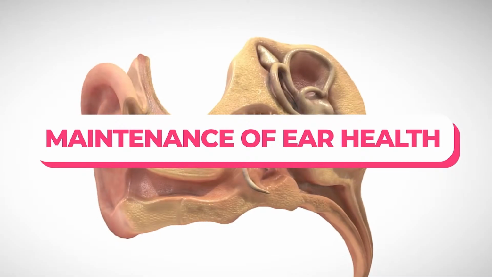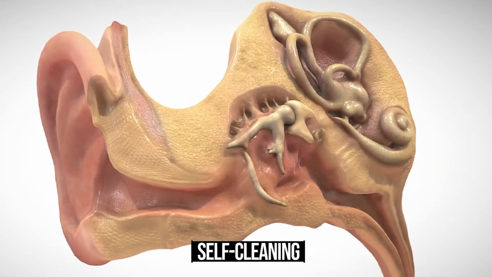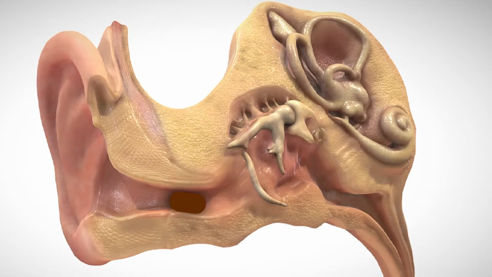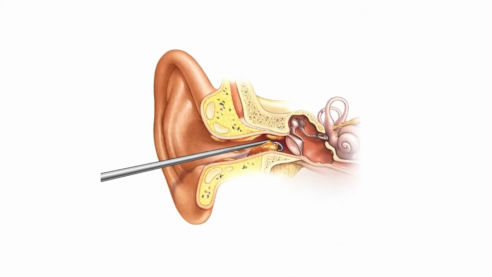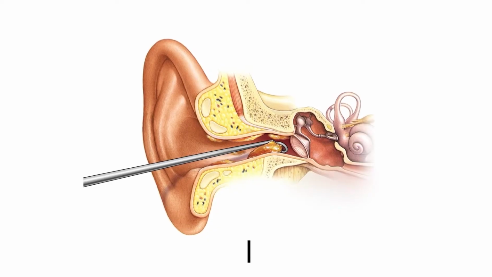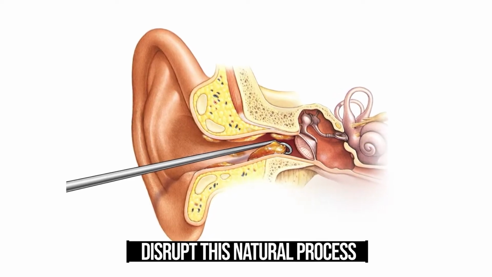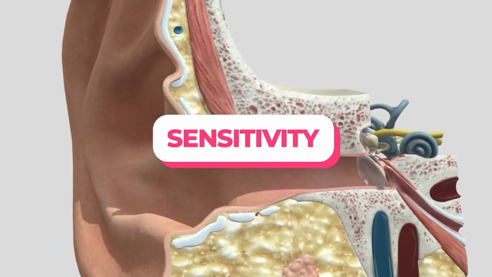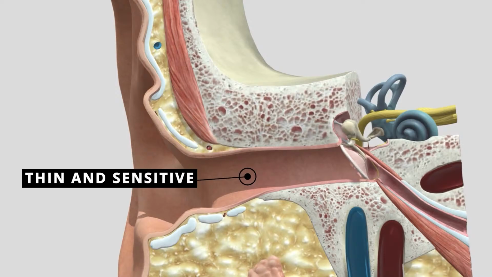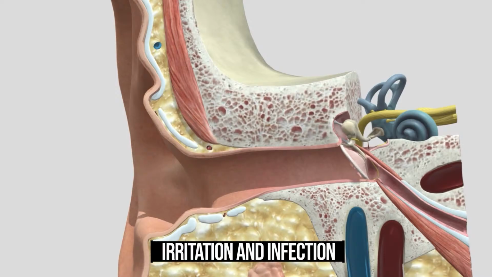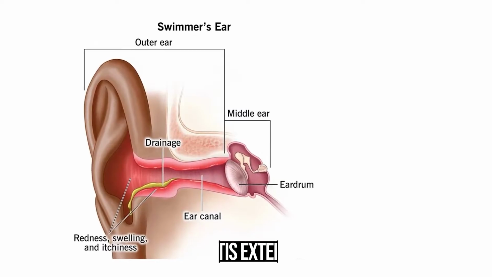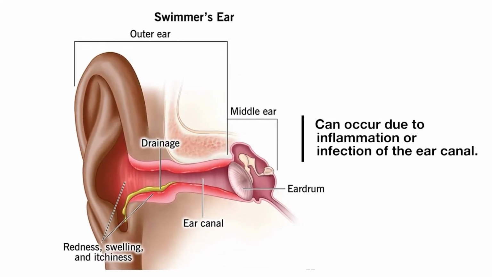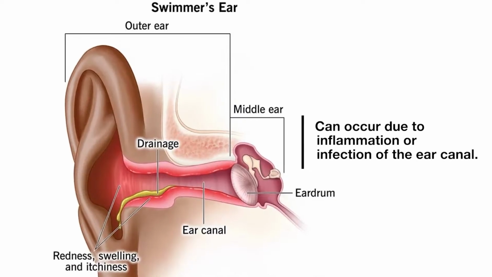Maintenance of ear health. Normally, the ear canal is self-cleaning. Earwax and debris gradually move out of the canal due to the movement of the jaw, like when chewing, eventually drying up and falling out of the ear. Over-cleaning or using inappropriate objects to clean the ear can disrupt this natural process and lead to problems like impaction, irritation, or infection. Sensitivity. The skin in the ear canal is thin and sensitive, making it susceptible to irritation and infection. Conditions like otitis externa, swimmer's ear, can occur due to inflammation or infection of the ear canal.